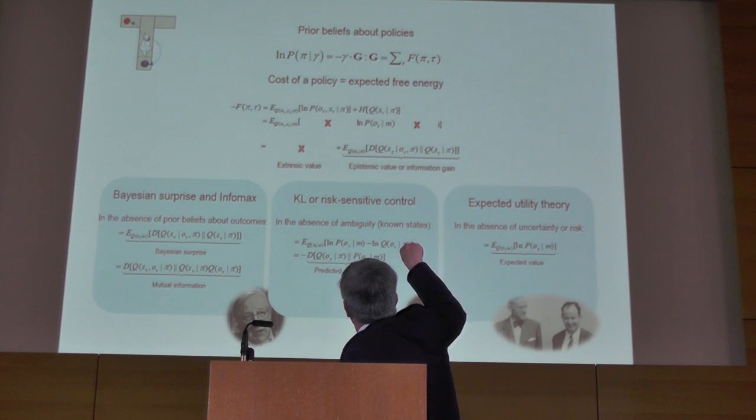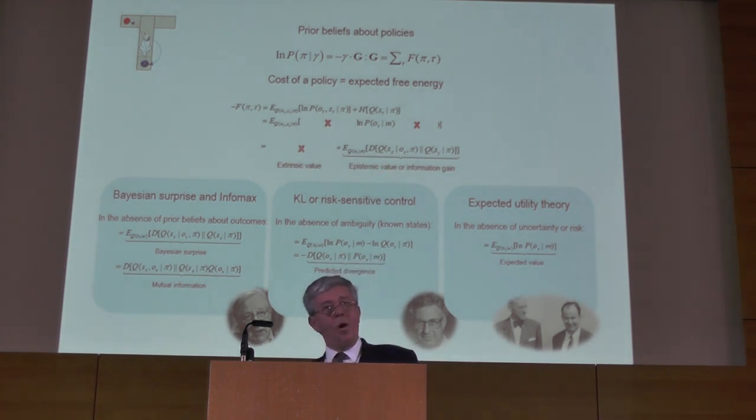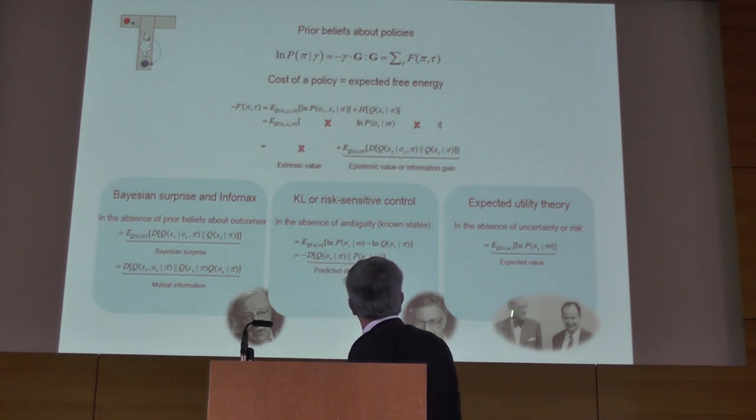So the next simplification is putting the prior preferences in place, but now eliminating the risk and the ambiguity. So I'm taking all uncertainty off the table, because what we're left with is simply the expected probability of our preferred outcomes. If I associate that probability with value, then we simply have expected value. So all of these things hopefully will be familiar to you.